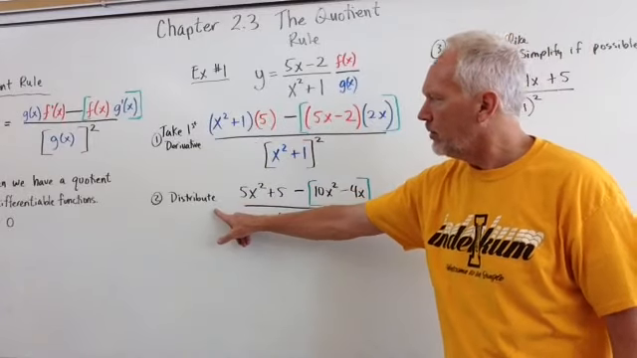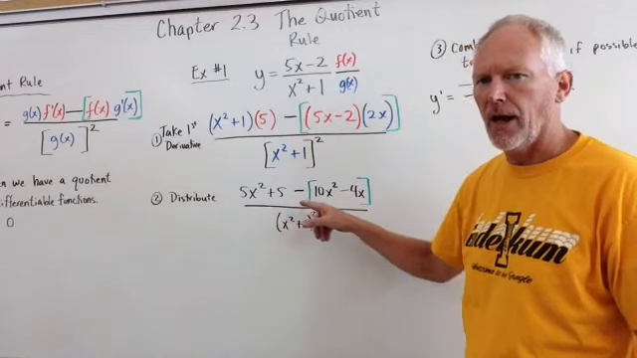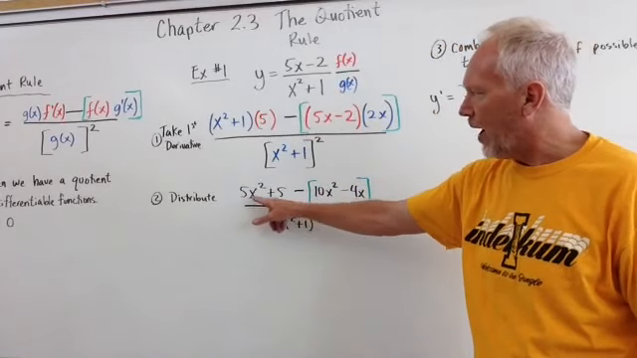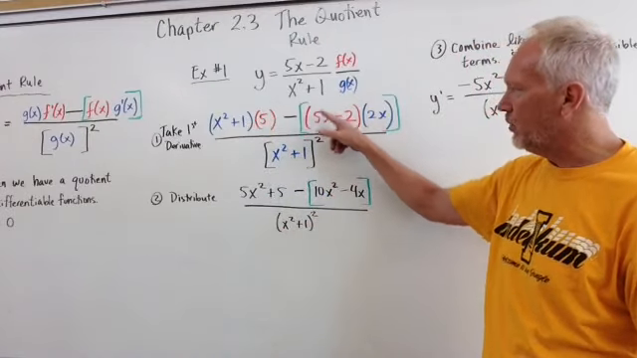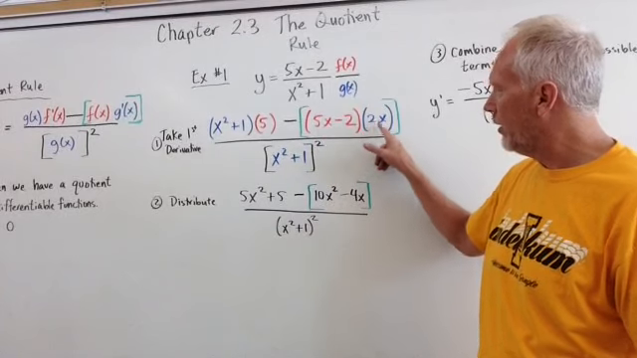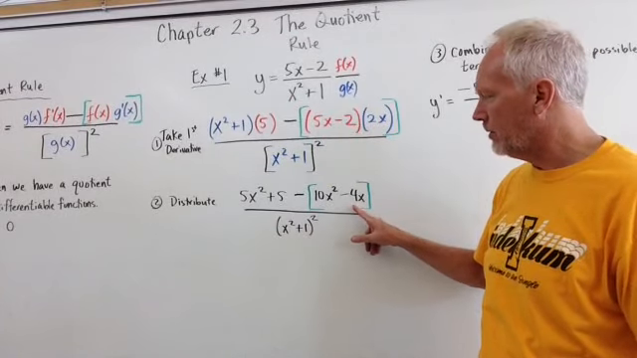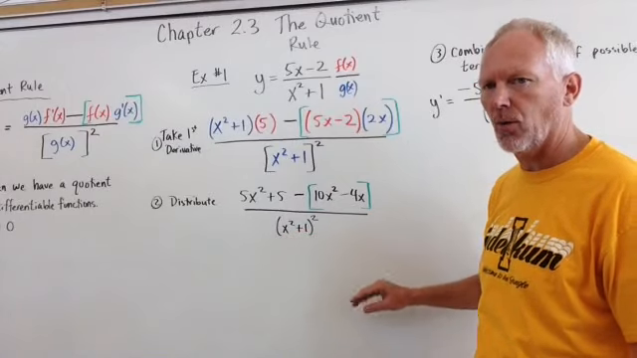Step 2, after we took the first derivative, we distribute, and so we get 5x squared plus 5 after distributing, minus, I'm going to do the inside of the bracket first, 10x squared minus 4x, all over x squared plus 1 quantity squared.